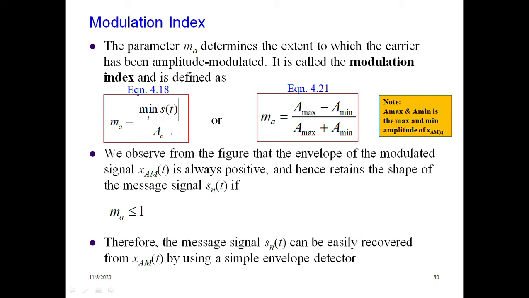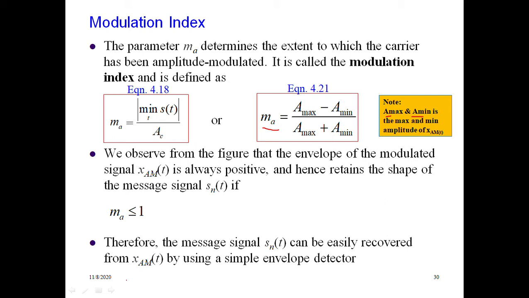AC is the amplitude of the carrier. If you don't have this value, you can use the maximum and minimum amplitude of the modulated signal, Amax and Amin. If Amax and Amin are given to you, you can also find the modulation index.